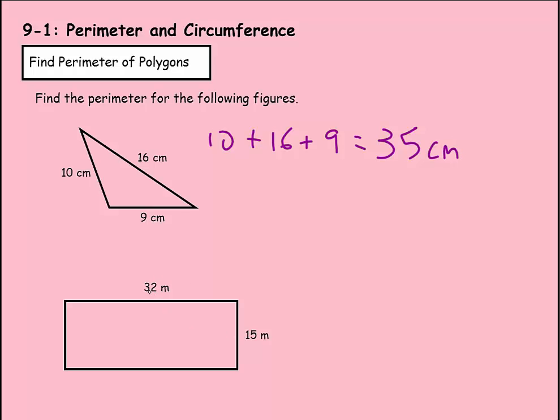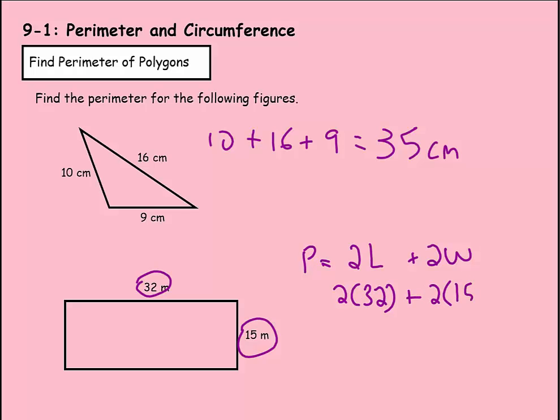This is the one where we can use the formula. We have a length of 32. We have a width of 15. Formula is perimeter equals 2 times the length plus 2 times the width. So it'd be 2 times 32 plus 2 times 15. 2 times 32 is 64. 2 times 15 is 30. 64 plus 30 equals 94. So our perimeter equals 94 meters.